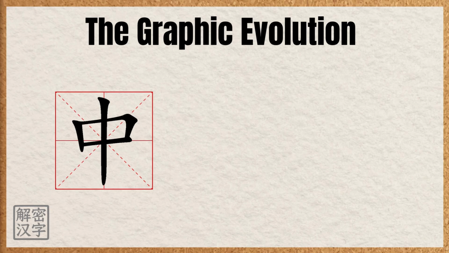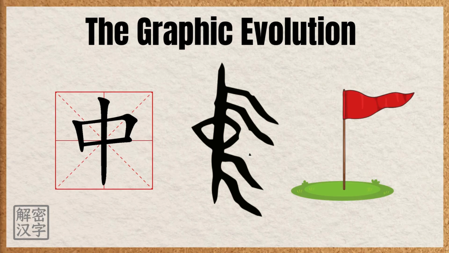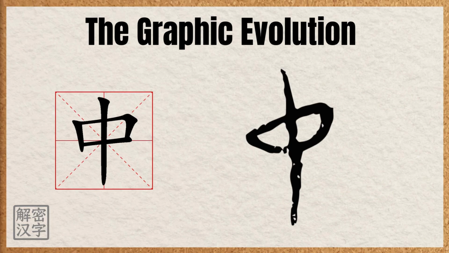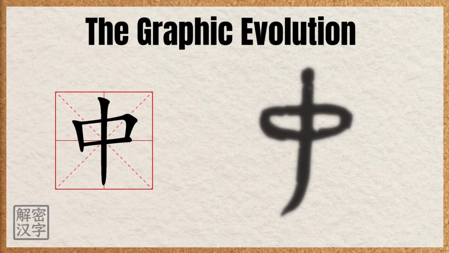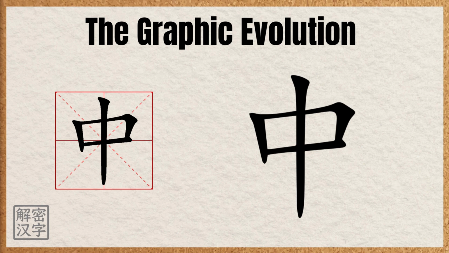中 is an ancient Chinese character. In Oracle bone script, it was drawn as a flag planted in the center of a field, symbolizing the idea of being in the middle or at the center. Over time, the form was simplified and gradually evolved into the modern version we use today. Even now, the shape of zhōng still reflects that original image, like a pole standing right in the middle of a square. Let's practice reading this character together.